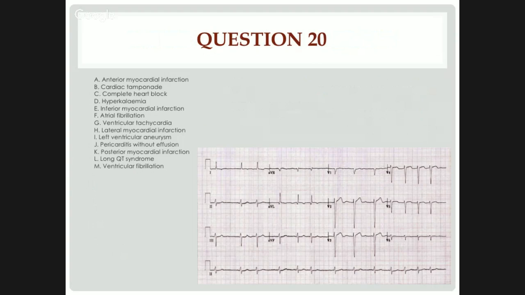Okay, this should be a really easy ECG. Atrial fibrillation, great. So no P waves, there's no P waves anywhere. And irregular pulse, atrial fibrillation.